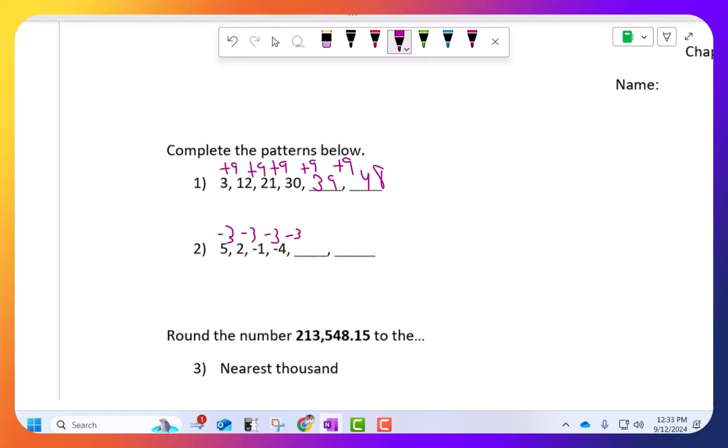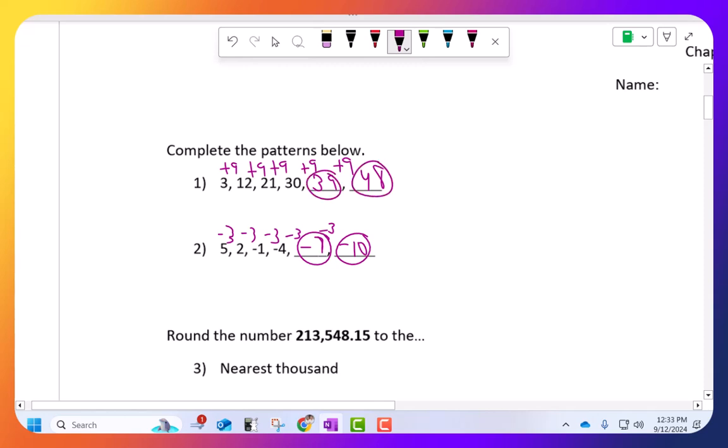So I'm going to subtract 3 right here. I'm going to take negative 4 minus 3, which is going to give me a negative 7. And then negative 7 minus 3 is going to give me a negative 10. So those two answers are going to be negative 7 and negative 10. And on number 1, you got 39 and 48.